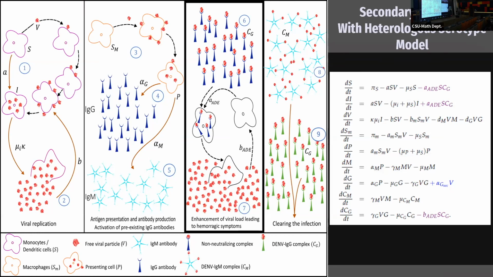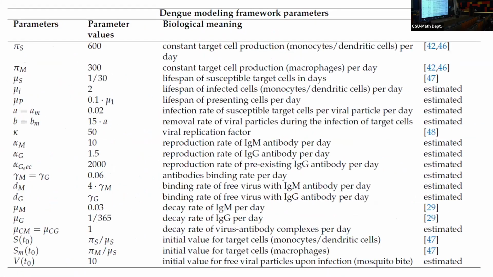So this is the model for secondary infection with a different serotype, and the difference comes from the susceptible dynamics on infected cells, and also the complex replication of the virus. This is also a qualitative study, but it will be important for exploring the imperfect vaccine. So this is the result.